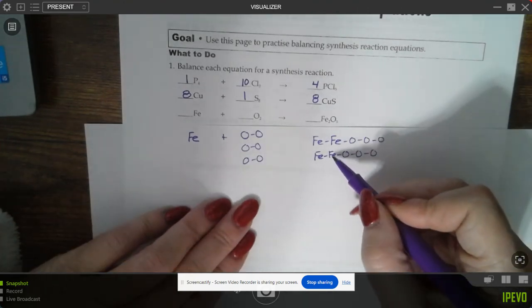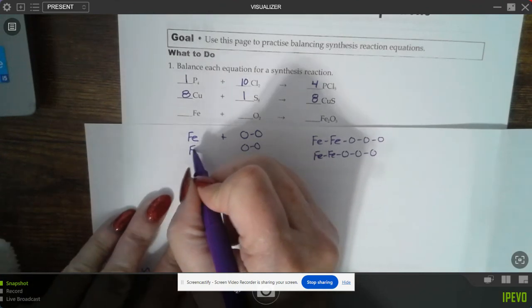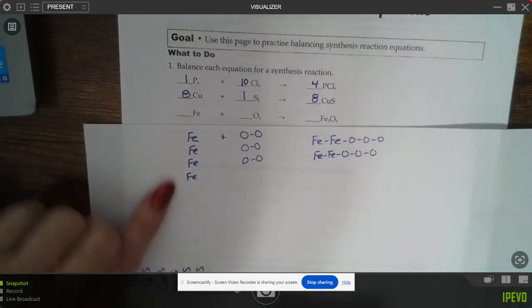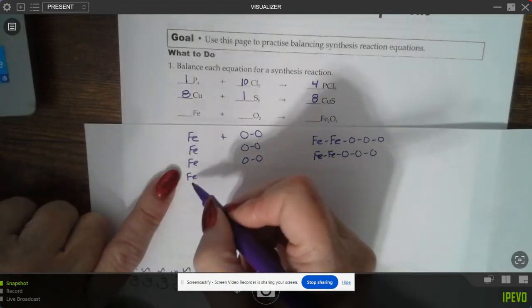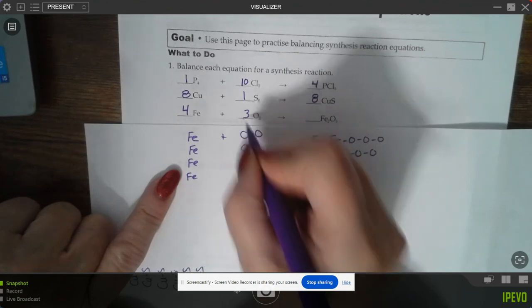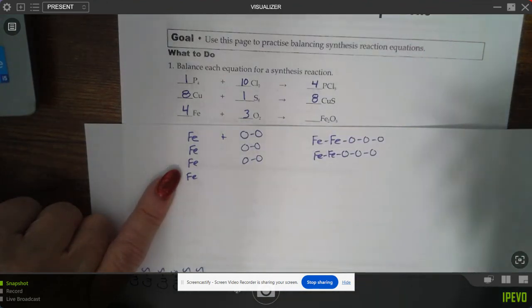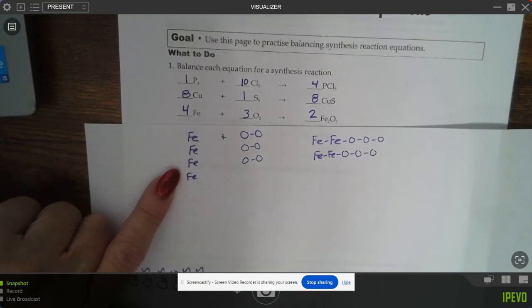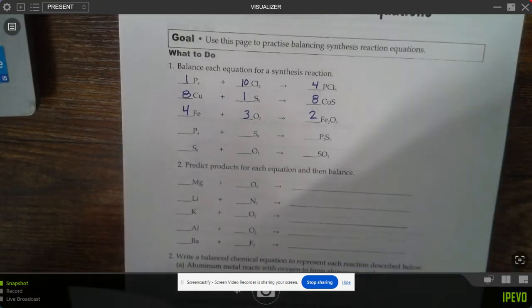Here I have 1, 2, 3, 4 iron. All right, so now my equation's balanced. I have 4 iron, I have 3 O2, and I have 2 Fe2O3. All right, from my balanced equation.